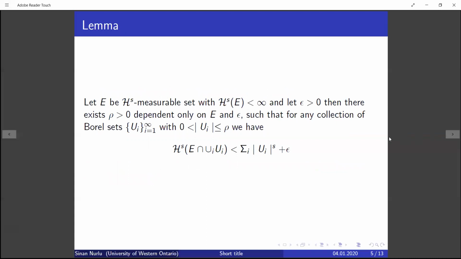All right, our first lemma. So let's dive into it. Let E be a Hausdorff measurable set with finite measure. Given epsilon positive, we can find a rho positive depending only on E and epsilon, such that for any collection of Borel sets U_i whose diameters are non-zero and smaller than rho, we would have this inequality: the Hausdorff measure of E intersected with the union of these U_i, these Borel sets, will be smaller than the sum of the s-th powers of the diameters of the U_i plus epsilon.